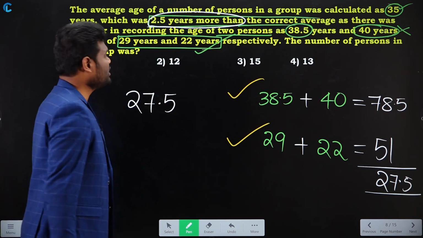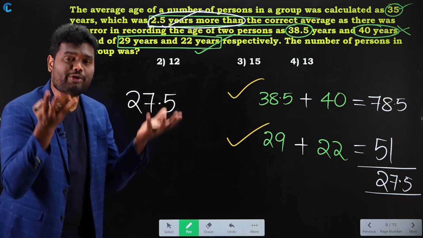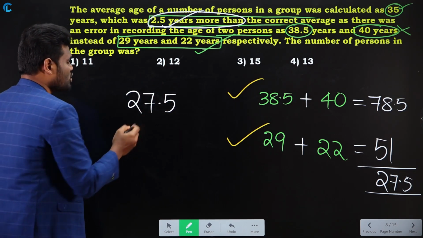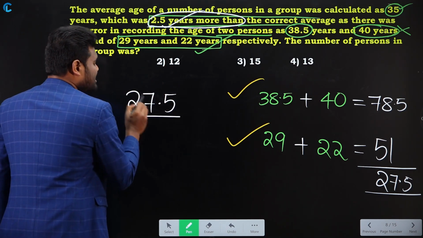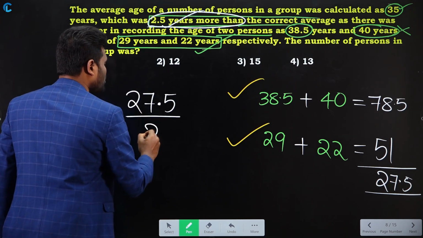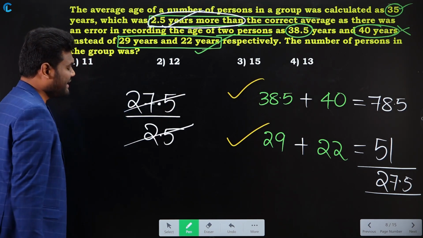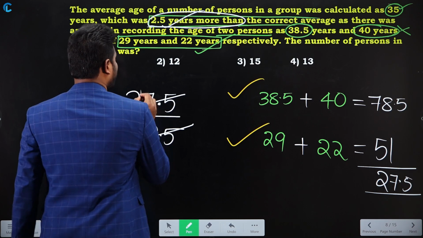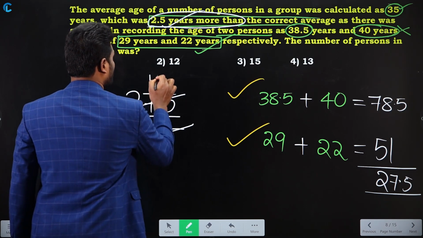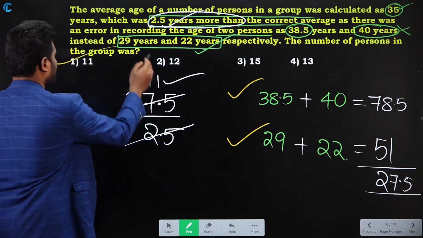Due to this 27.5 difference, what happened to the average? The average is 2.5 more. Now your question is the total number of persons. If you need to find this, 27.5 more, due to this the average became 2.5 more. So calculate: 2.5 goes into 27.5 a total of 11 times. So we can say that the answer for this question is 11.